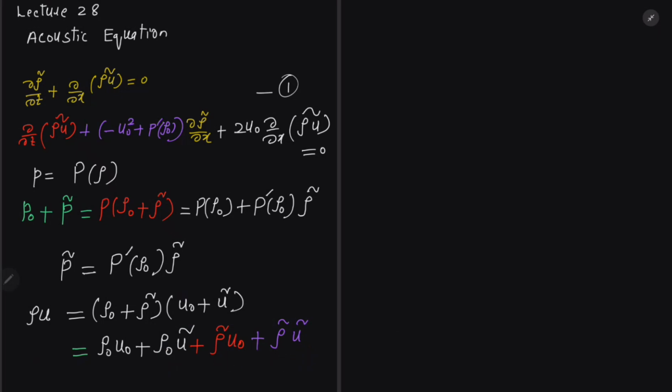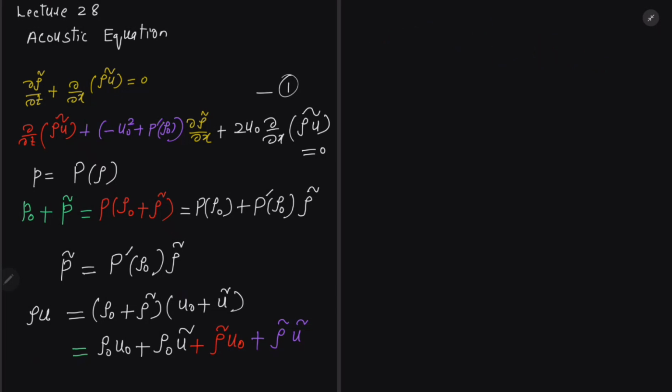As you know, when we have rho naught plus rho tilde, this is a perturbation. And remember that the perturbation is always far less than the fixed quantity, since it is a very small quantity.